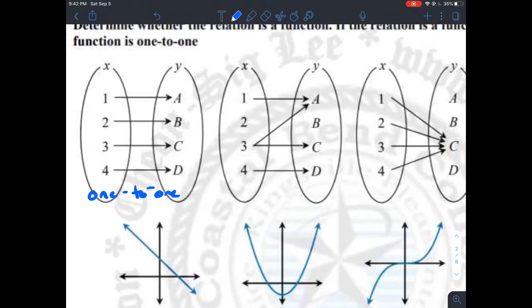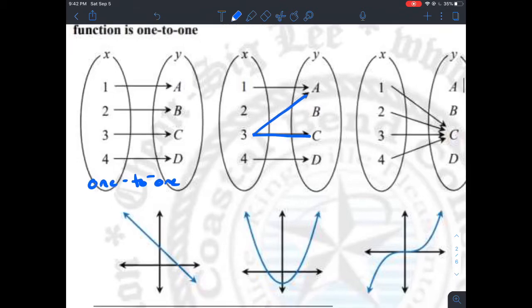Again, in order for something to be a function, the y values cannot repeat. And if we look here at 3, this 3 does repeat. It has 2 different outputs. All right? So this one is not a function. It has an x value that repeats, so it's not a function.